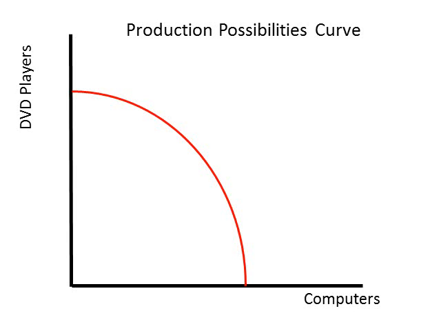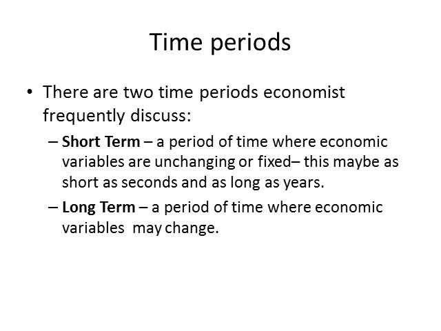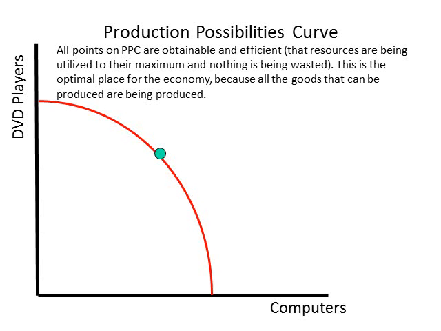Firms also face production possibilities curves because they have a choice of producing one type of product or another type of product. In our example, the firm can produce either DVD players or computers, or some combination of DVD players and computers. There are two time periods that economists frequently discuss. The short run, which is a period where economic variables are unchanging or fixed. This may be as short as seconds or as long as years. The long run is a time period where economic variables may change.